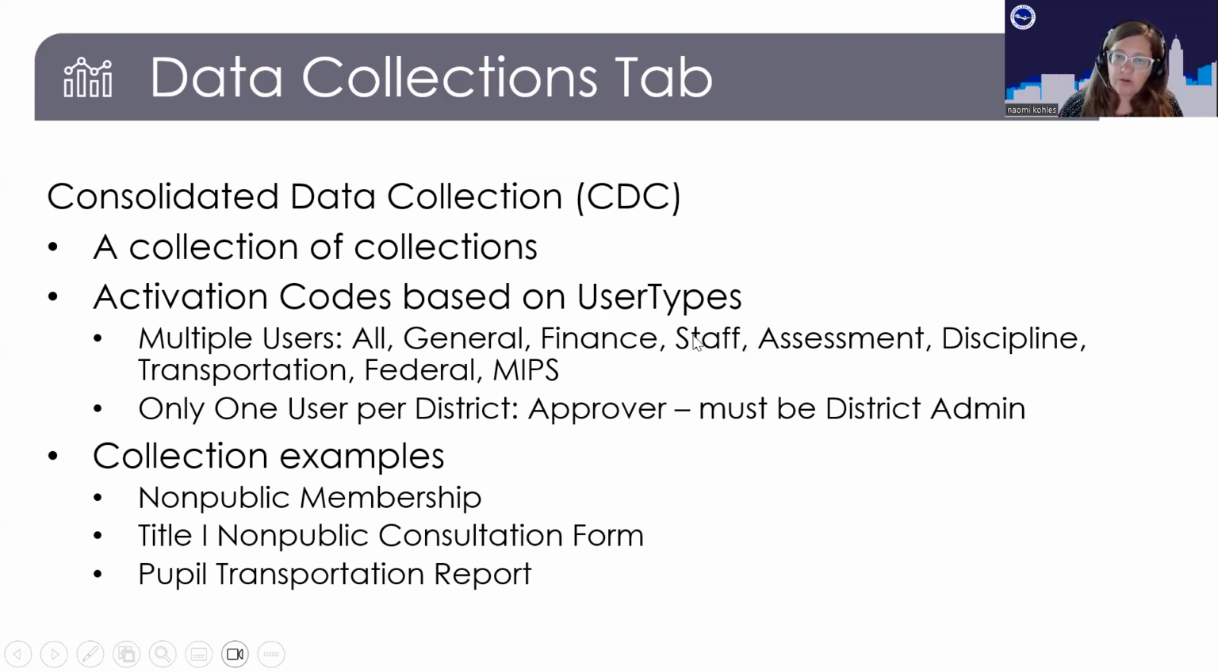But you may have someone who's only doing staff data, or they're only looking at federal programs data, in which case you're going to select the user type specific to the needs of what data they're reporting. The only person who gets the approver user type must be the portal district administrator. So in most cases, this is the superintendent, and this is a one-person only code per district because every single collection in the CDC has to be approved by the portal district administrator.